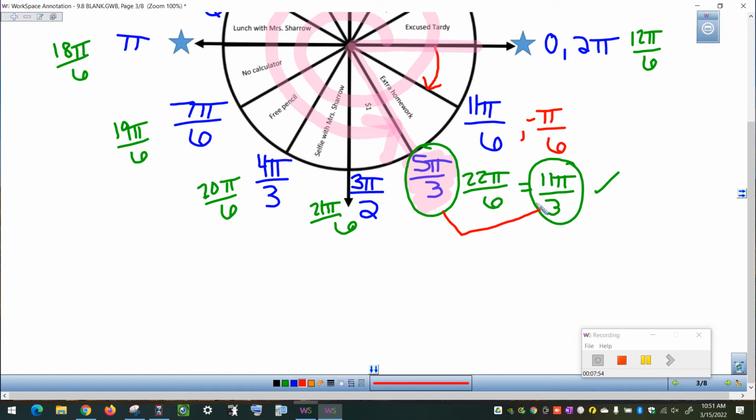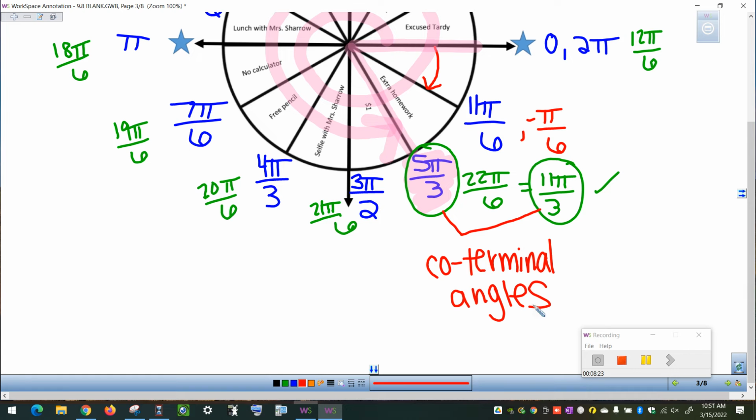What would we call these 2 types of angles together? And 2 different ways to label the same spot. Remember, these are coterminal angles. And we looked at them last week with degrees. Here we're just labeling them in radians.